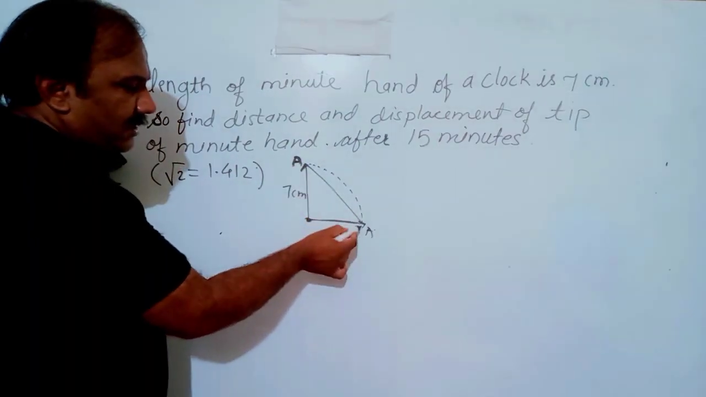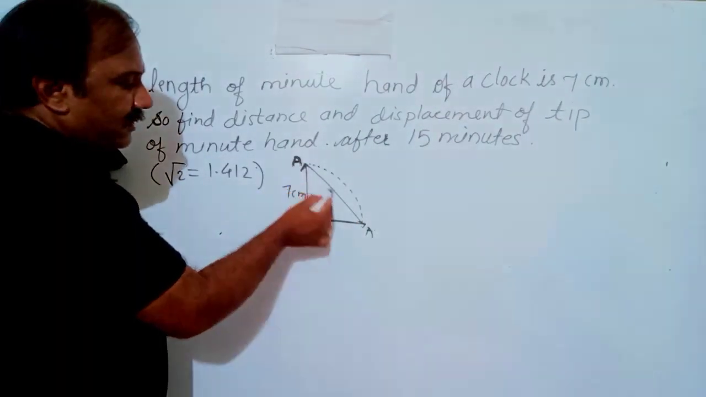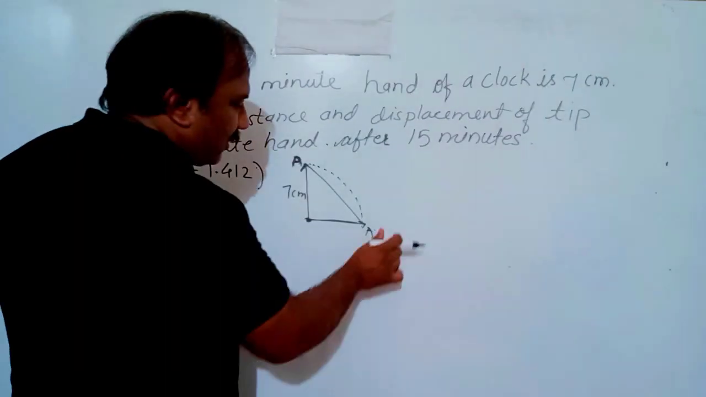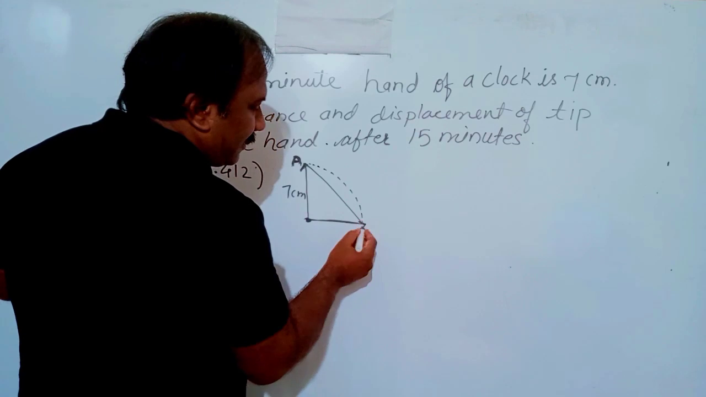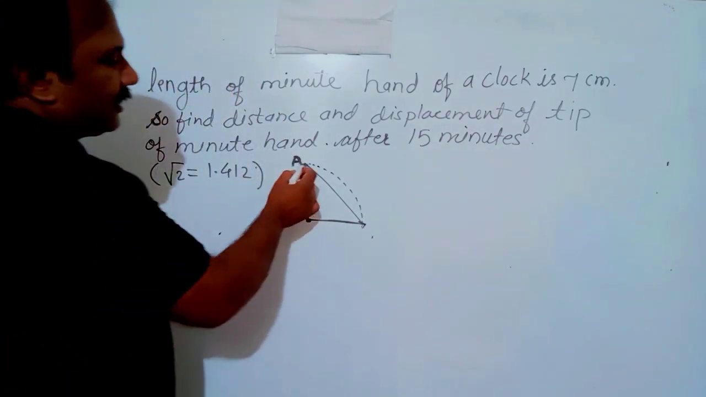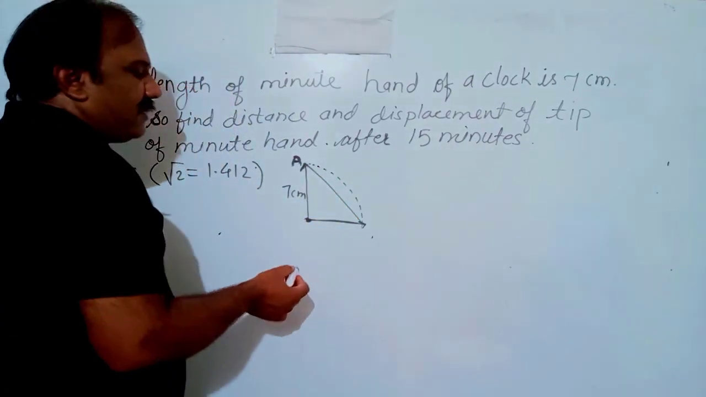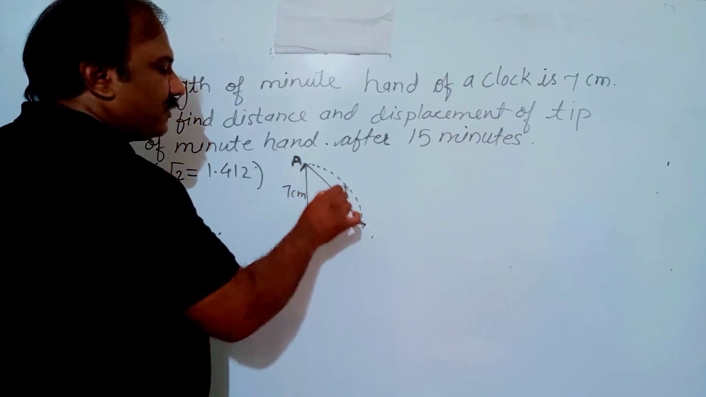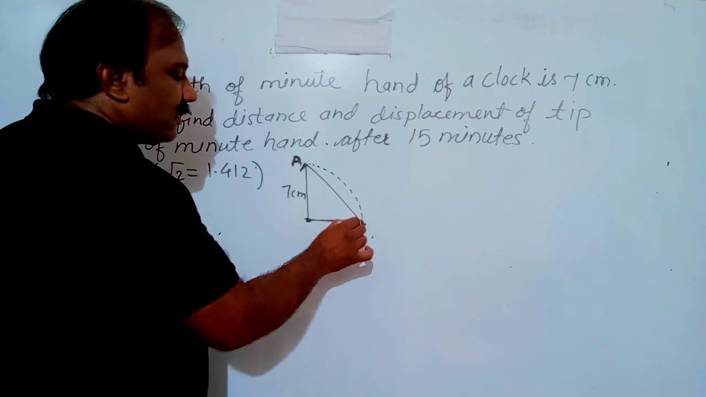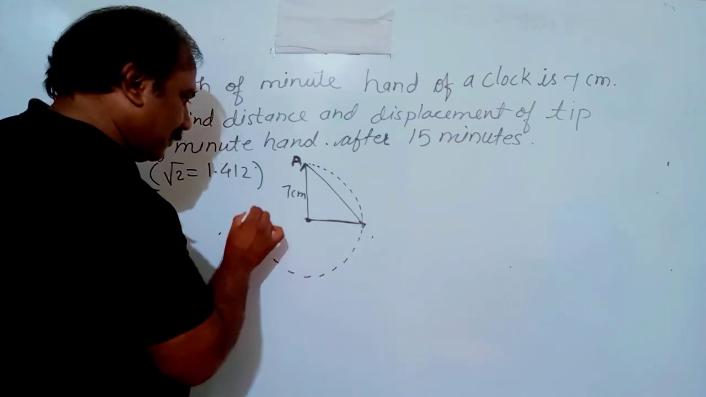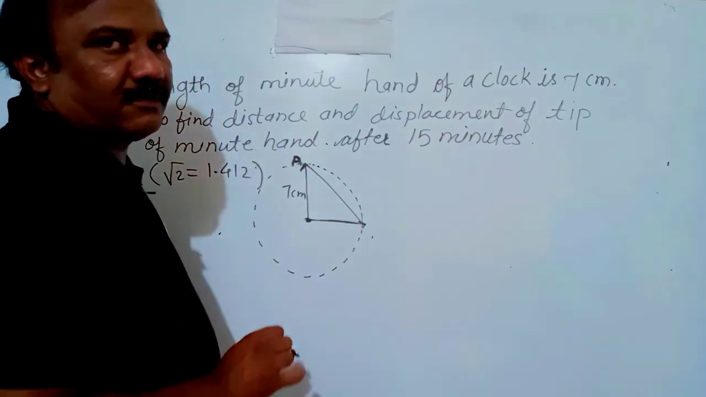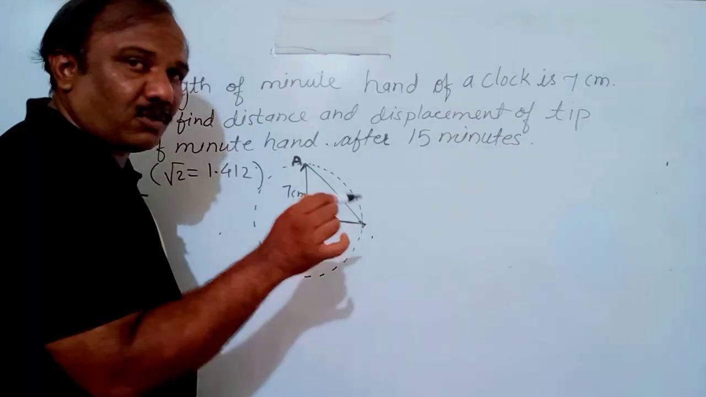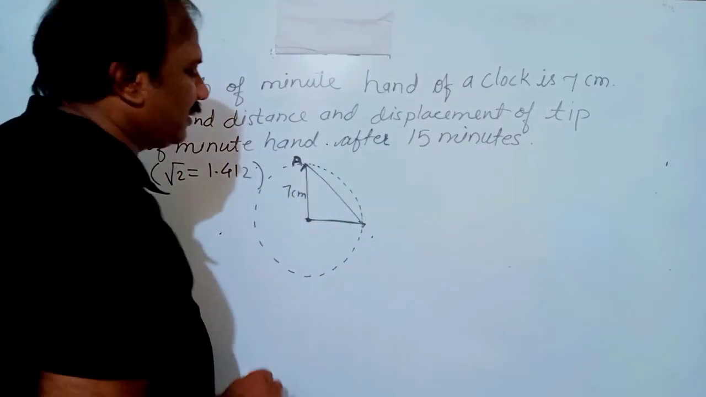So this is distance in dotted line, and this straight line is the displacement of the minute hand. Okay, let us see what is the distance. As we know, in 15 minutes, this is the 1/4 of the total circumference of the circle. So this distance is 1/4 of the total circumference of the circle.